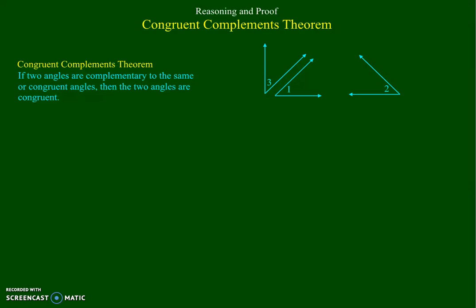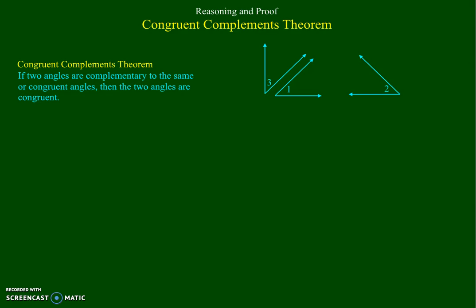This is part 8 of the series Reasoning and Proof. In the last part, we looked at a theorem, the right angle congruence theorem, as our introduction into the idea of theorems, that is, statements that aren't necessarily intuitively true but can be proven true. And now we're going to continue on with a couple more theorems.